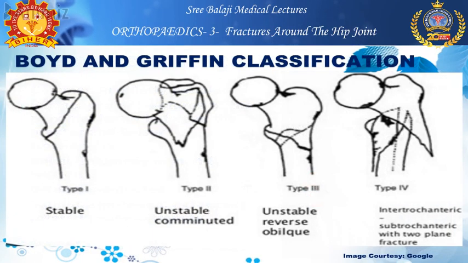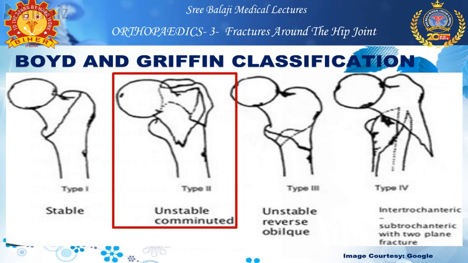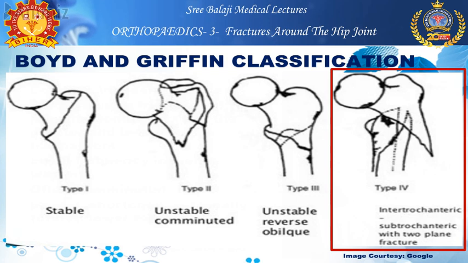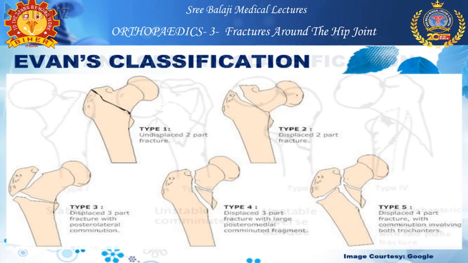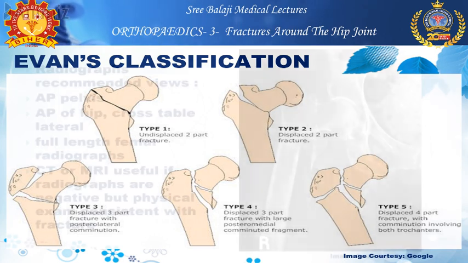What's the classification? Boyd and Griffin classification. Type 1 is stable, type 2 is unstable and comminuted, type 3 is unstable reverse oblique, and type 4 is intertrochanteric with subtrochanteric extension, a two-plane fracture. Evans classification: type 1 is an undisplaced two-part fracture, type 2 is a displaced two-part fracture, type 3 is a displaced three-part fracture with a posterolateral comminution, type 4 is a three-part fracture with a large posteromedial comminuted fragment, and type 5 is a displaced four-part fracture with comminution involving both trochanters.